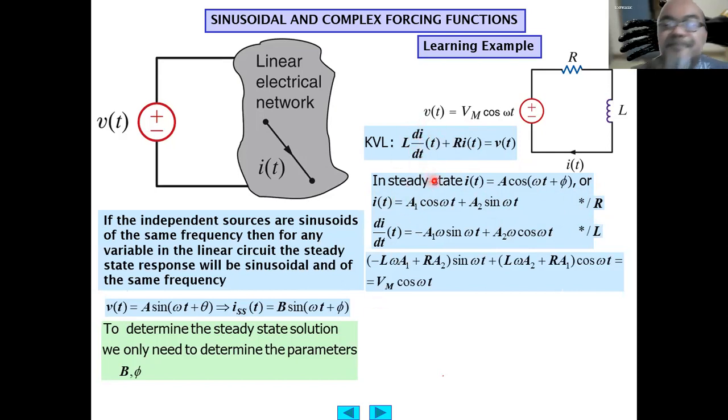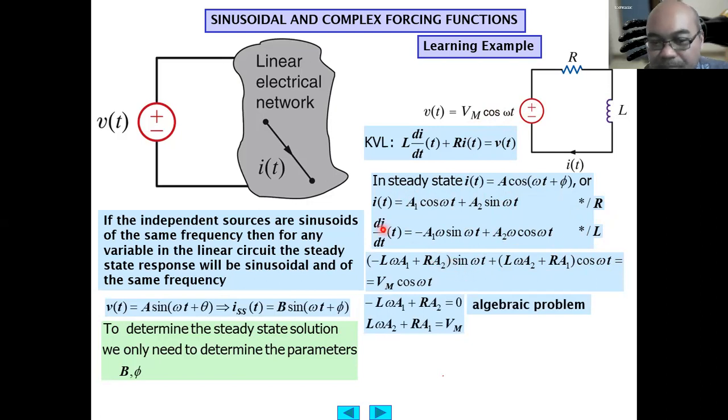So we will obtain, rearranging and regrouping according to sine and cosine, minus L omega A1 sine omega t. Then the other sine term is here, R A2 sine omega t, plus L omega A2 cosine omega t, plus R A1 cosine omega t equals to v(t). v(t) here is Vm cosine omega t.